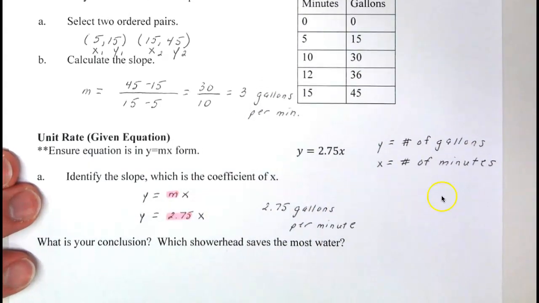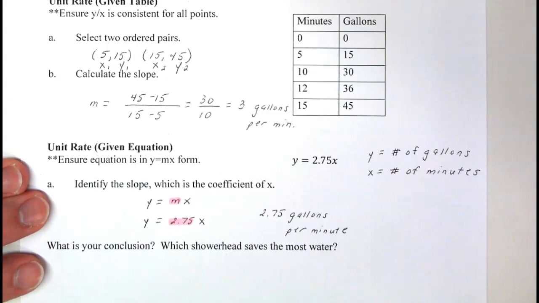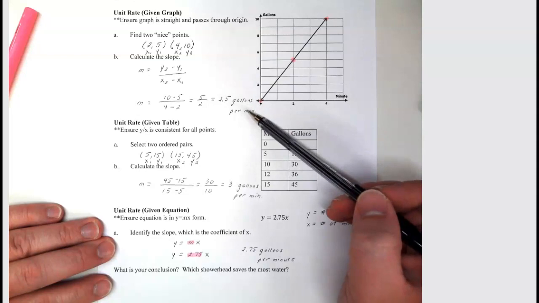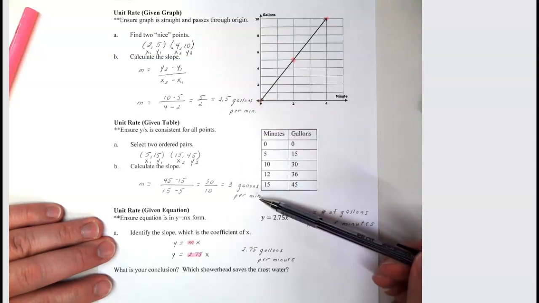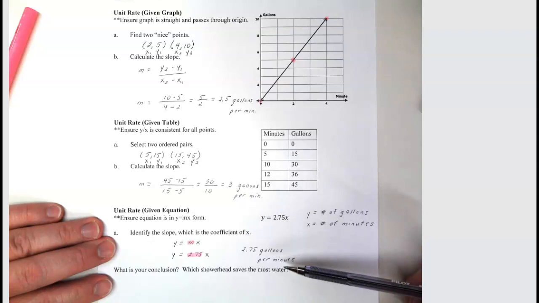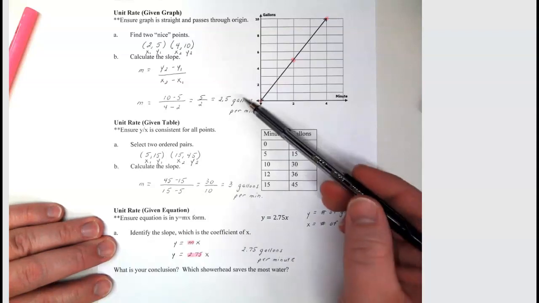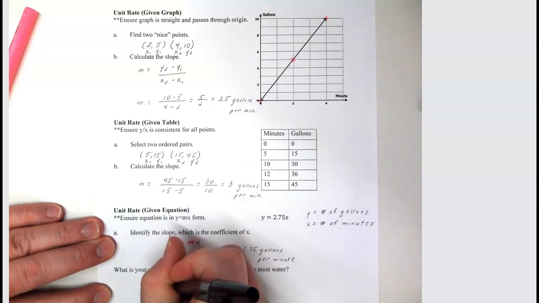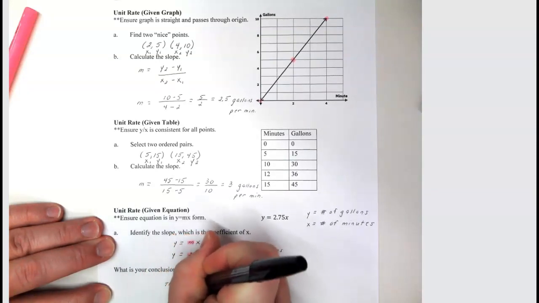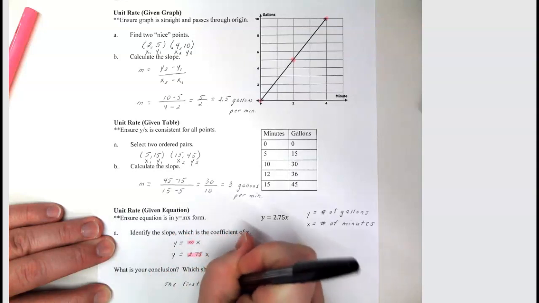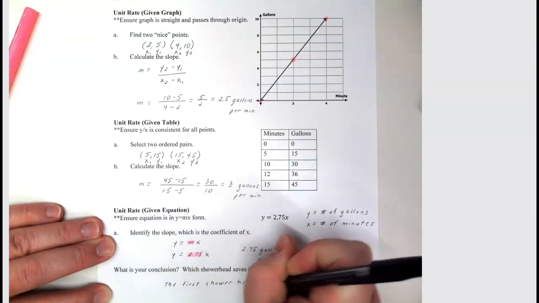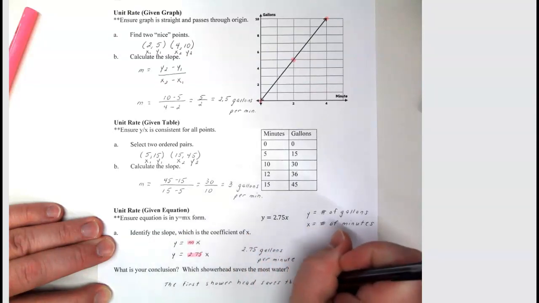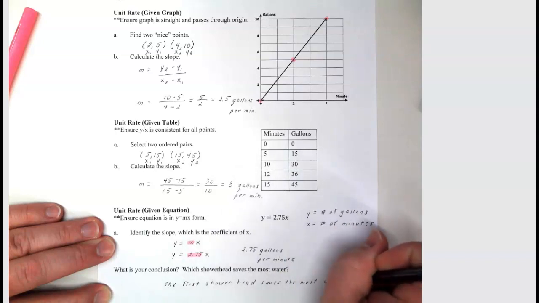So now we can look at all 3 of these and we can make our conclusion. The first one, the graph, was 2.5 gallons a minute. The table was 3 gallons. The equation was 2.75, so I think the graph is the best of the options. Okay, so our conclusion is the first showerhead saves the most water.